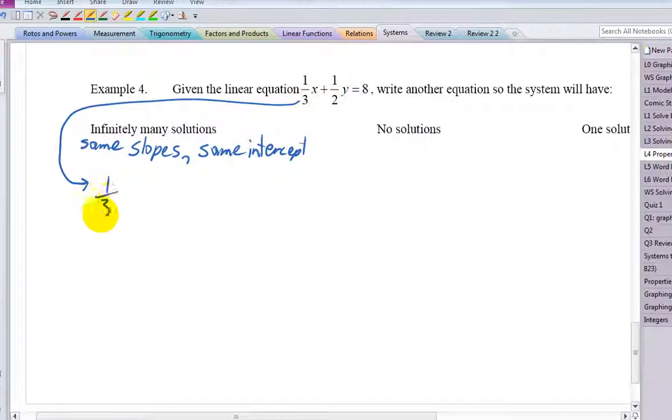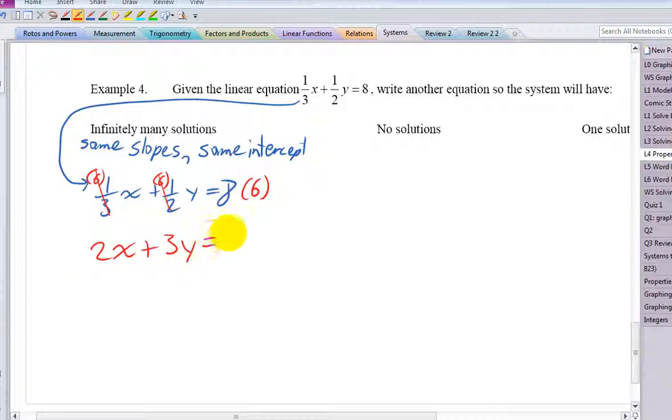We're going to take 1/3 x plus 1/2 y equals 8. And you can multiply it all by 6 by doing this, or multiply it individually. So the individual multiplication will be times 6, times 6, times 6. And make sure you divide first. So divide your fractions, the new denominators. And you should get 2x plus 3y equals 48.